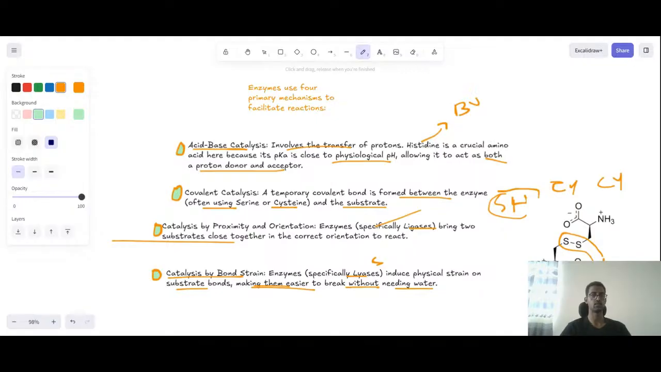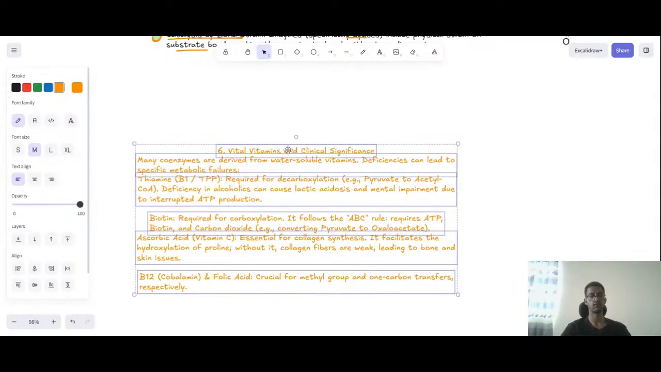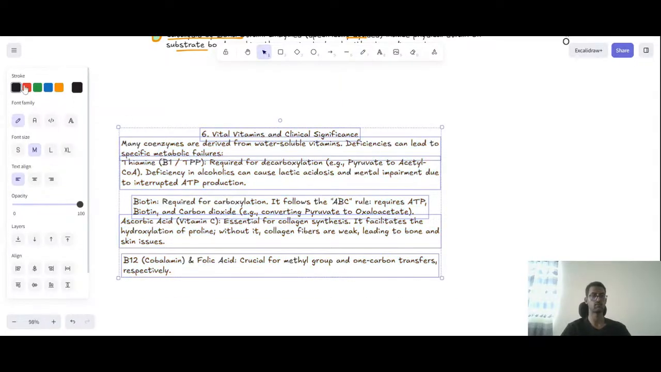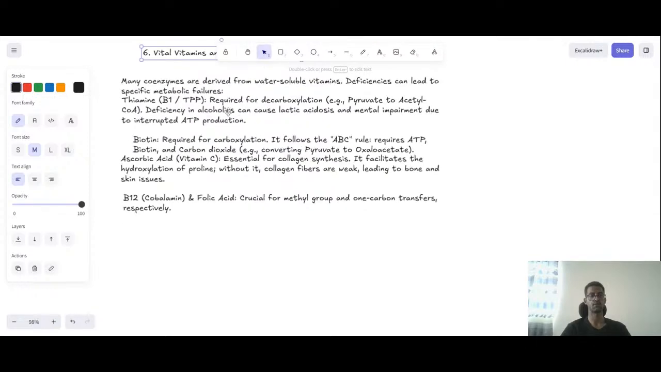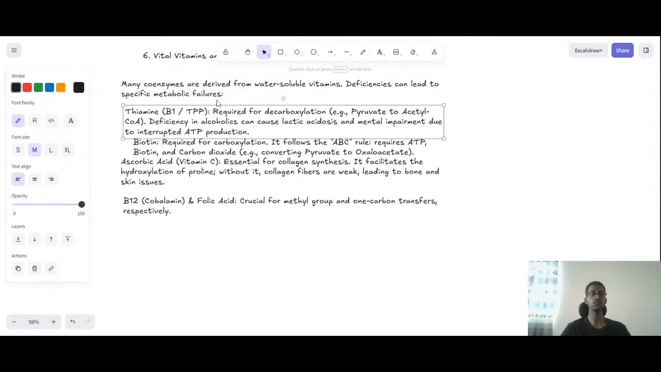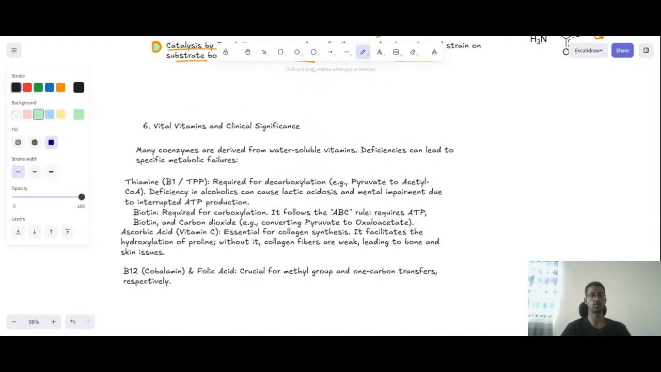There are clinically significant vitamins here. Vitamins and their clinical significance. Many coenzymes are derived from water-soluble vitamins. Deficiency can lead to specific metabolic failure.